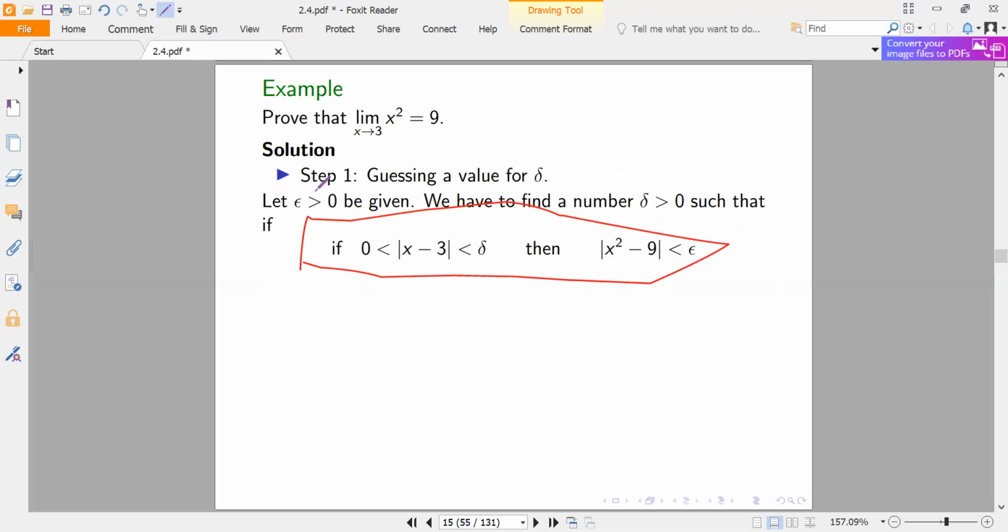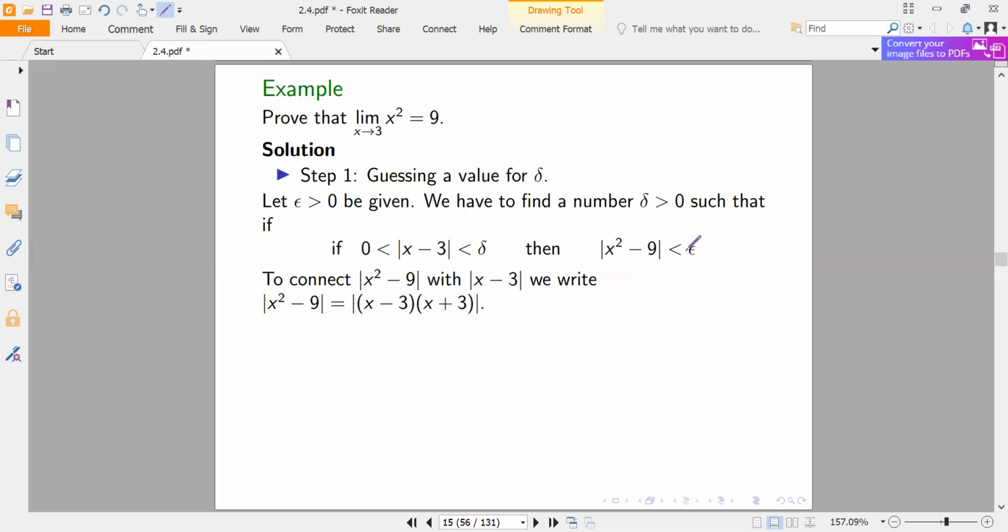So for whatever given epsilon that is greater than 0, we want to find some number delta such that if the absolute value of x minus 3 is less than delta, then the absolute value of x squared minus 9 will be less than epsilon. If this is the case, it means the limit of x squared as x approaches 3 is equal to 9. The same thing goes for one-sided limits, if you remember that we did the one-sided limits.